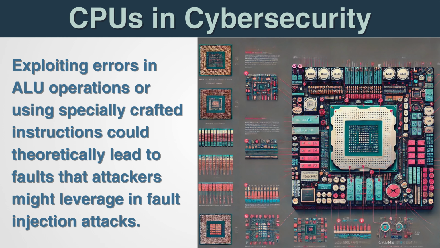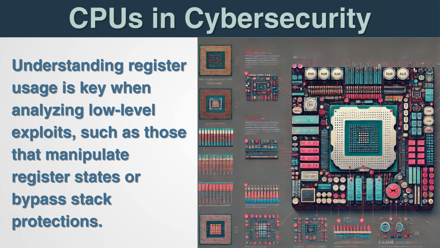fault injection attacks. Registers are small, high-speed storage locations within the CPU. Their correct operation is essential for temporary data storage and fast computations. Understanding register usage is key when analyzing low-level exploits, such as those that manipulate register states or bypass stack protections.